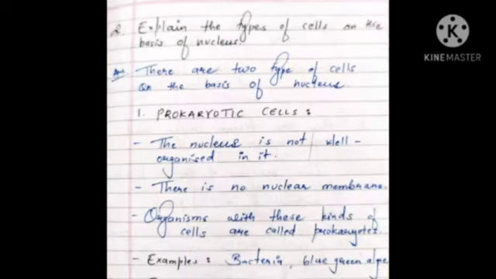Second one is, explain the types of cell on the basis of nucleus. And the answer is, there are 2 types of cell on the basis of nucleus. First is prokaryotic cell. The nucleus is not well organized in it. There is no nuclear membrane. Organisms with these kinds of cells are called prokaryotes, and the examples are bacteria and blue-green algae.